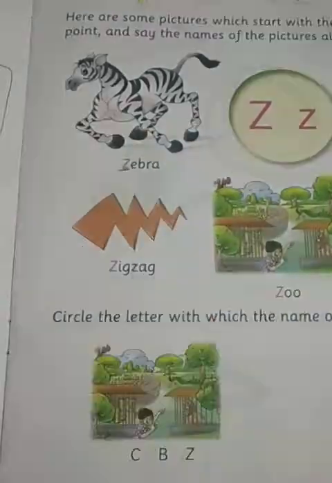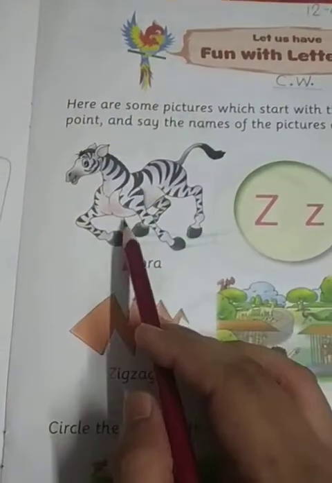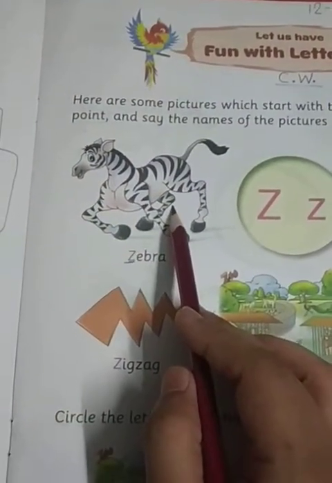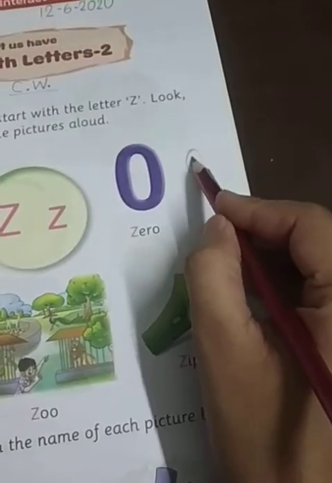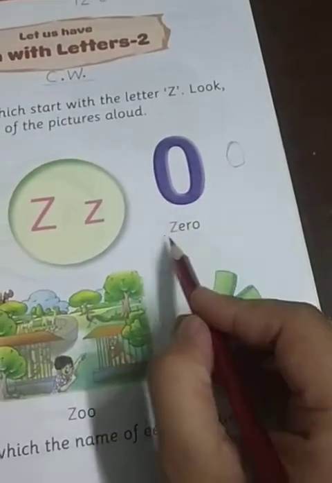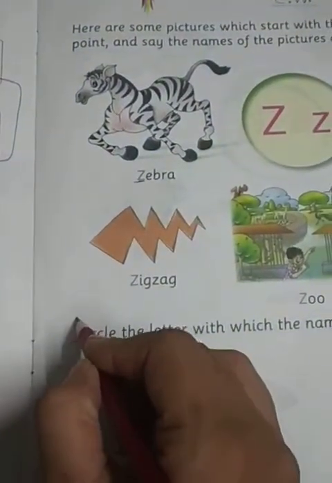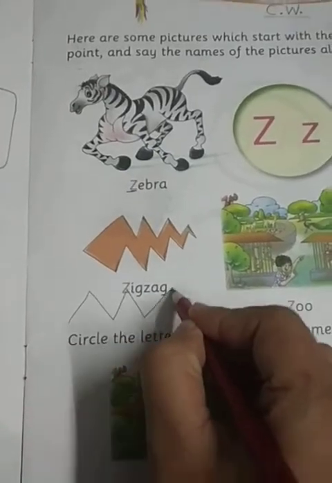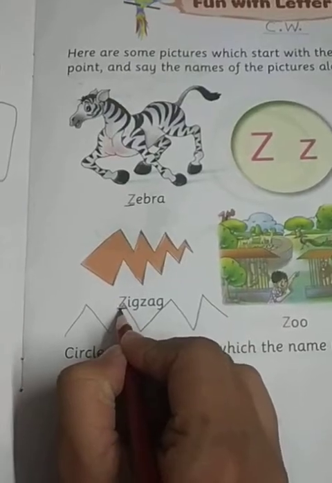And you know, zebra has black stripes on its body and he lives in the jungle. The next one is zero. Look, this is zero. So this is zero. Z for zero. Now this is zigzag. You can also make zigzag like this. See? Zigzag. And it begins with letter Z.